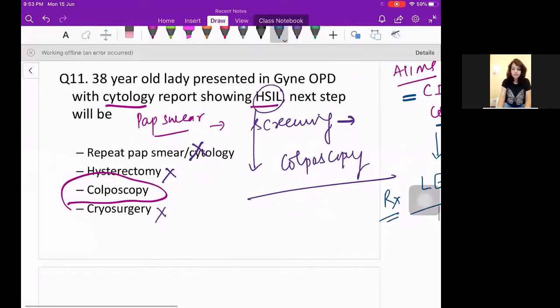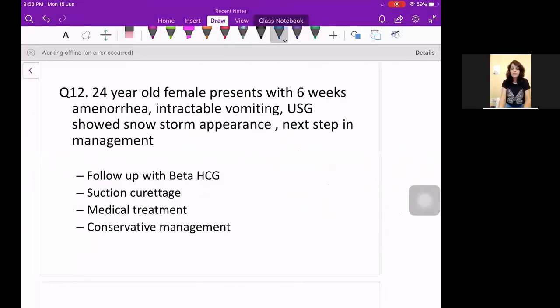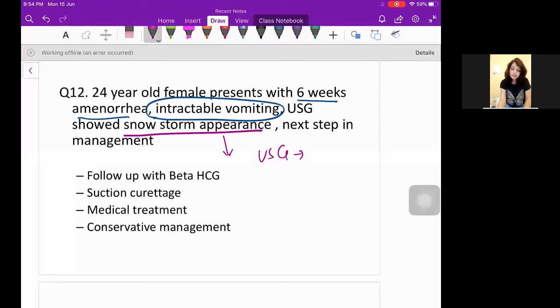Moving on to the next question, that is a 24-year-old female presents with 6 weeks amenorrhea, intractable vomiting, ultrasound shows snowstorm appearance, the next step in management. Now, in this case, there is a clear-cut history: 6 weeks amenorrhea, intractable vomiting meaning excessive vomiting, and ultrasound shows snowstorm appearance. Ultrasound is the investigation of choice for hydatidiform molar pregnancy, and you see a snowstorm appearance.